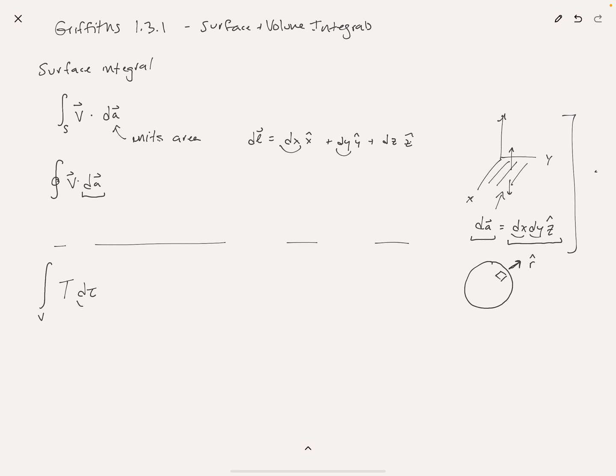So the units of d tau must be units of volume, and we build that by taking products of the infinitesimal lengths in our coordinate system. So in the case of Cartesian coordinates, where I have defined dx, dy, and dz, the only way to build a volume is to make the product of all three of those. So in Cartesian coordinates, that d tau becomes dx dy dz. And there you go.